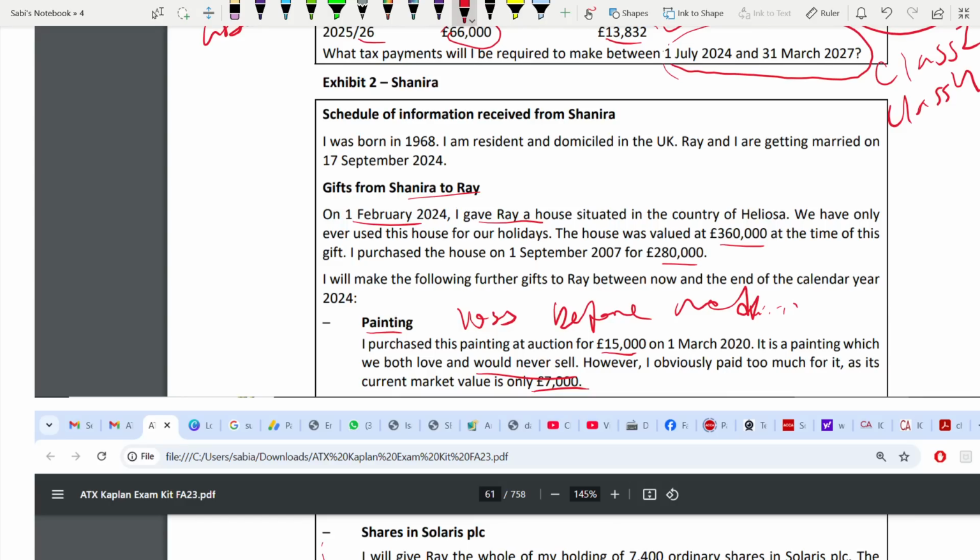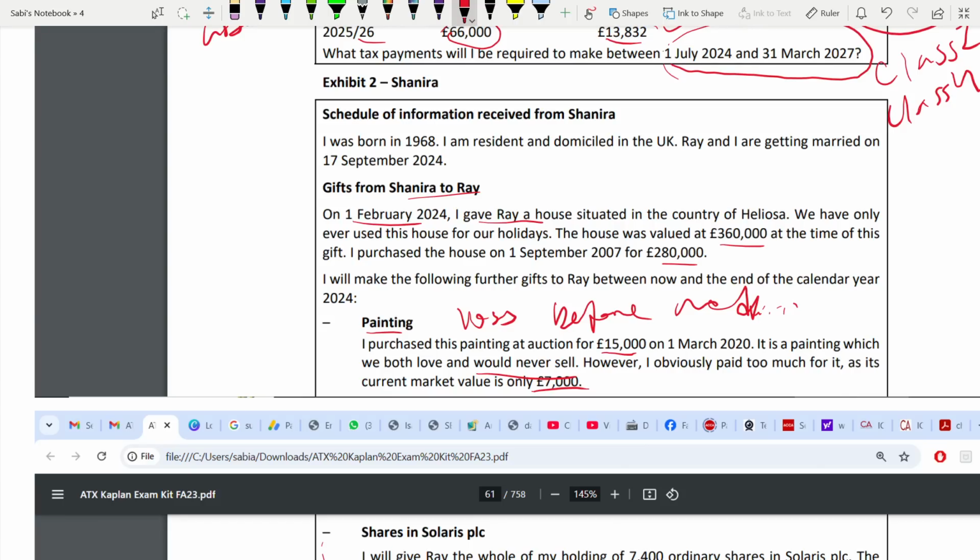in order to create a higher base cost for the shares, give it before the wedding, even the shares. But only to the extent that gains will be covered by the loss on the painting and the annual exempt amount, that is 14,000, and you have to calculate the number of shares also. This was not done well.